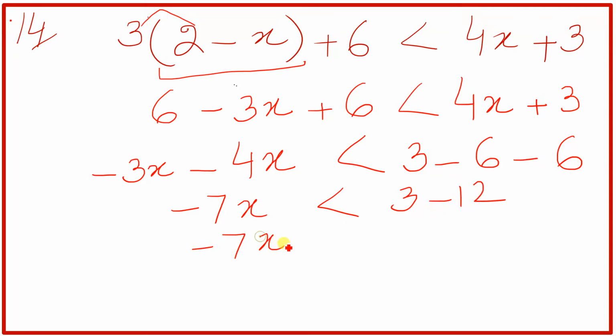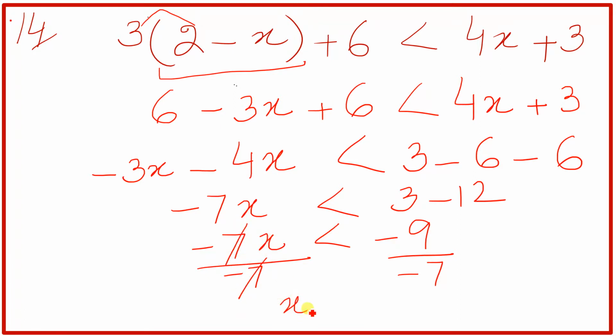Again, one more step: negative 7x is less than 3 minus 12, which is equal to negative 9. So do not cancel these two negatives, you have to divide by negative 7. Here, same thing with negative 7, these two will cancel. X, right, here we divide by negative 7 on both sides, so the inequality sign will change, so it will be x greater than 9 over 7, and this is our answer.